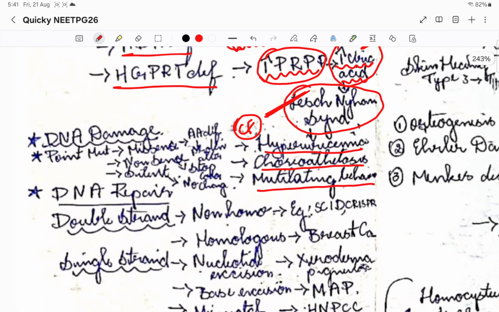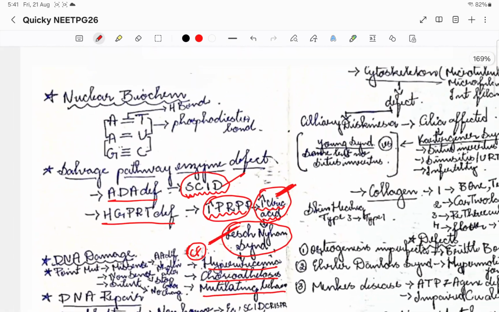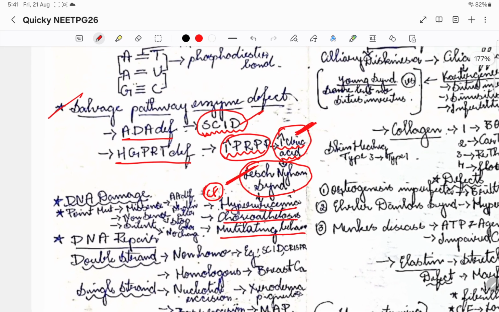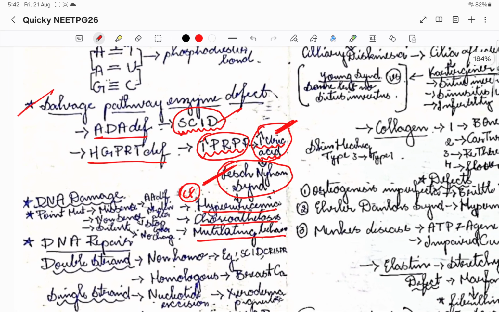Then coming on to DNA damage and to DNA repair. Okay, now that we are done with how the DNA is going to look and what the salvage pathway enzyme deficiencies will cause, let us go on to DNA damage and repair. These are the two main things which, if there is a problem, will lead to cancer. Just think in that way. So that is why they are very interested in asking questions with respect to this topic.